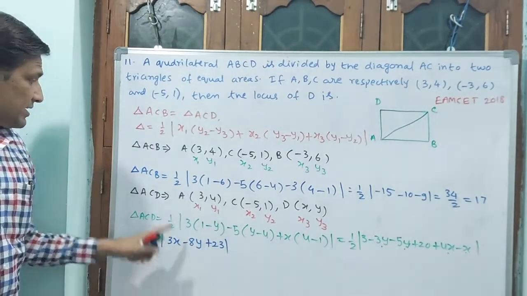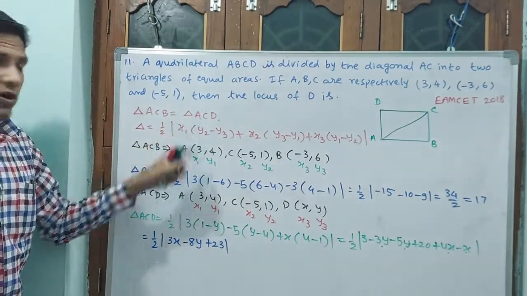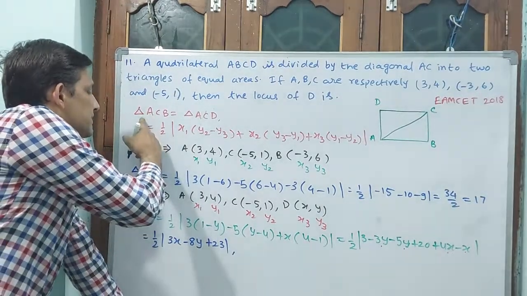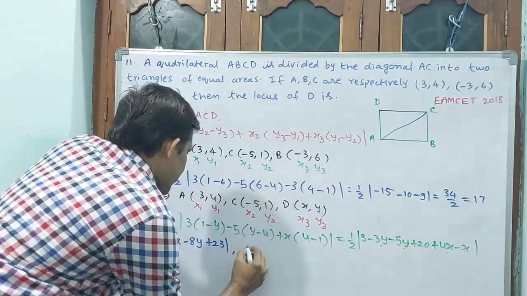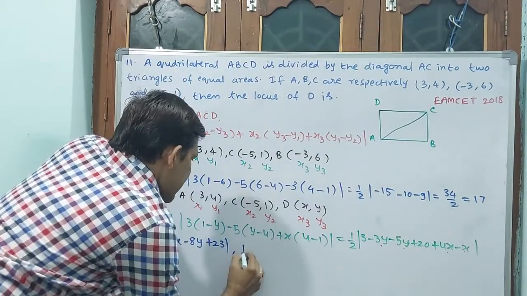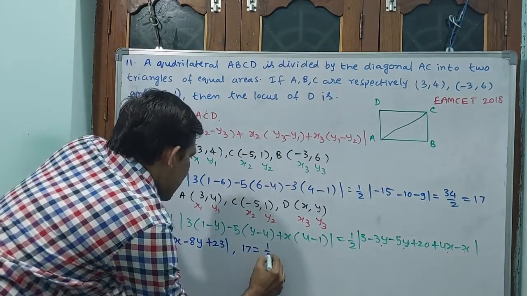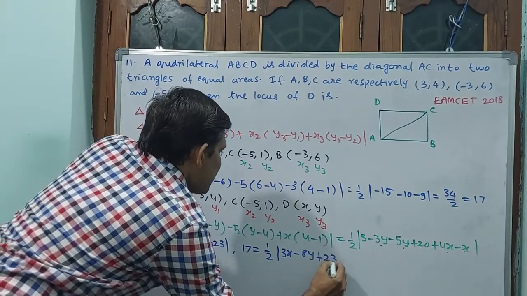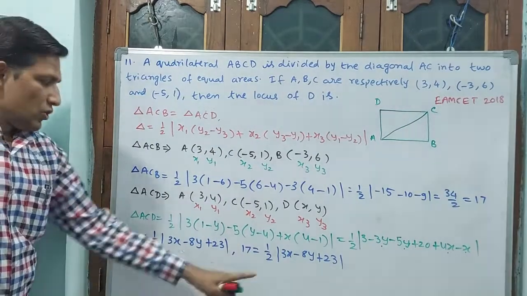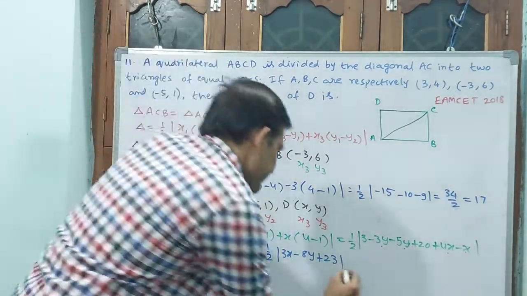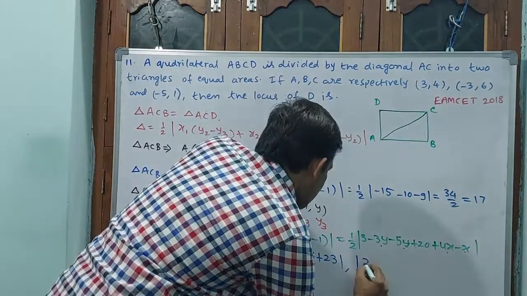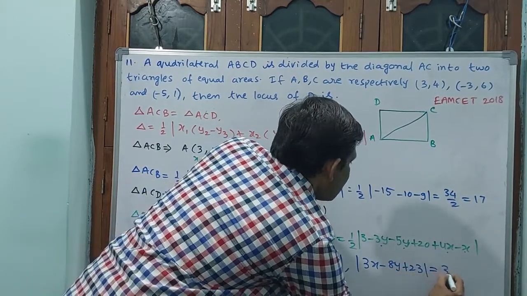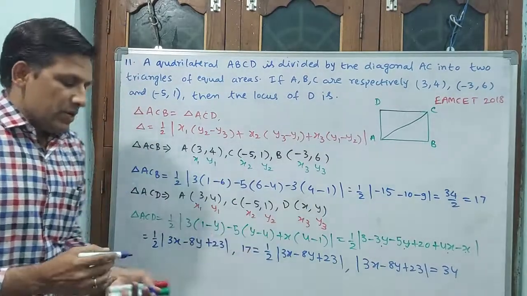See, this is there, but they have given both are equal. Here we have already written. See what I am writing now. As per this, 17 is equal to half of modulus of 3x minus 8y plus 23. You send this to this side, 34. That means modulus of 3x minus 8y plus 23 is equal to 34. You write up to here.